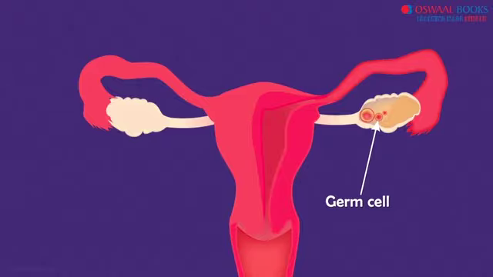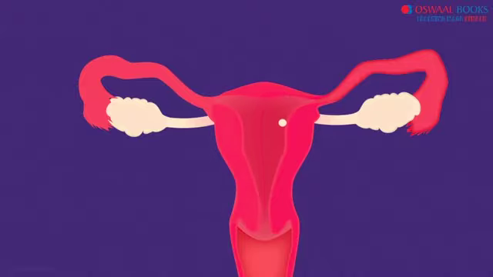Each month, one of the eggs from one of the ovaries will mature and will be released into the fallopian tube. In case it gets fertilized by a sperm, the resulting zygote, which is the fertilized egg, will then be implanted in the uterus. The zygote cells would multiply and grow into an embryo, and eventually a baby is formed.